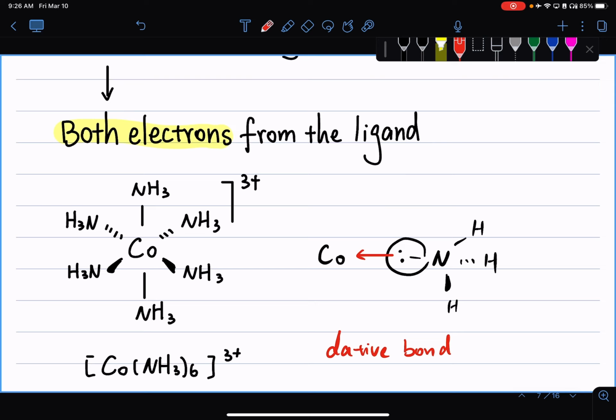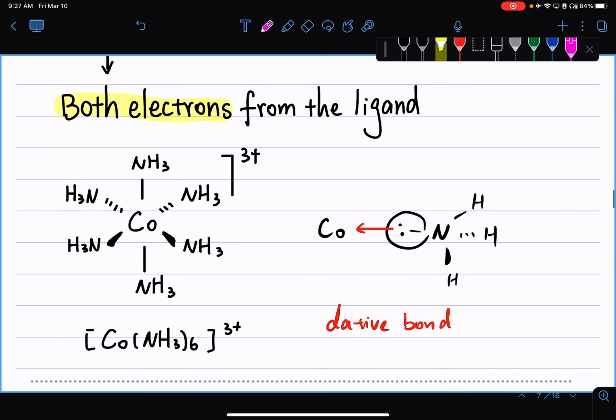The interesting thing about a dative bond is it doesn't change the oxidation state of your center atom here. If we look at it, these NH3 are just neutral species, and the fact they're just donating both electrons into the transition metal center doesn't change the oxidation state. So if we write out the electron configuration, these are just all 0, and then your metal center will have a +3 oxidation state. That comes from here.